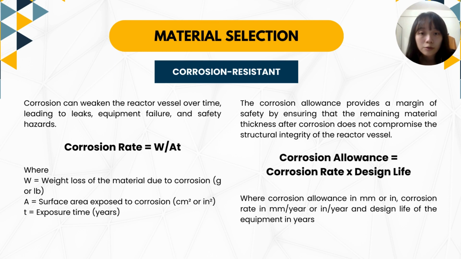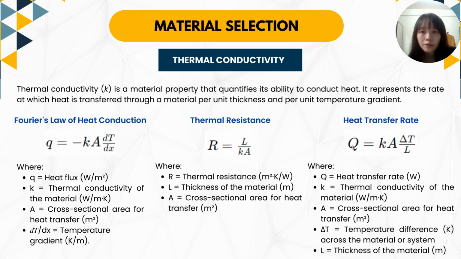The equation is corrosion allowance equals the corrosion rate times design life, where the corrosion allowance is in mm or inch, the corrosion rate is in mm per year or inch per year, and design life is in years. Besides corrosion resistance, you also need to know the thermal conductivity.